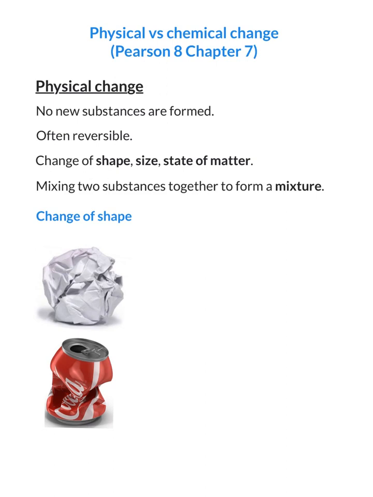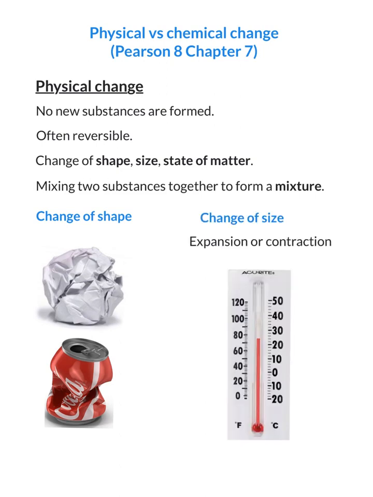We'll start with change of shape. That means something, for example, like a scrunched up piece of paper or a crushed aluminium can. They're still paper, they're still the aluminium can, their shape is just different. You could reverse these by smoothing out the paper, for example.